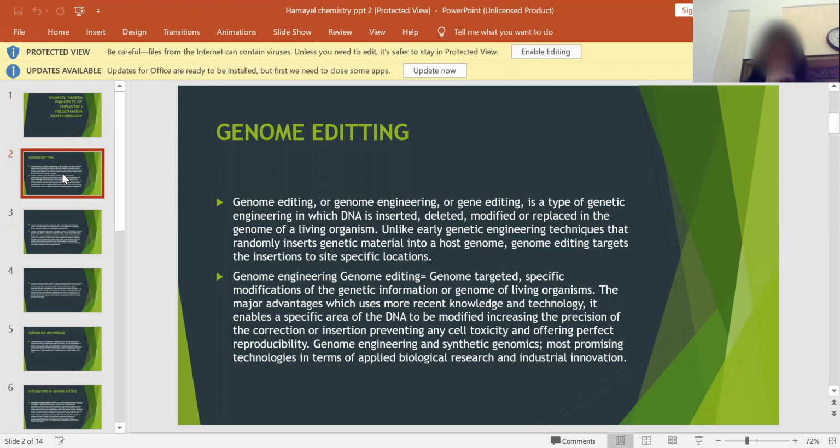Genome engineering, or genome editing, is the targeted specific modification of the genetic information, or genome, of living organisms. The major advantage is that it uses more recent knowledge and technology and enables a specific area of the DNA to be modified, increasing the precision of the correction or insertion, preventing any cell toxicity and offering perfect reproducibility. Genome engineering and synthetic genomics are the most promising technologies in terms of biological research and industrial motivation.